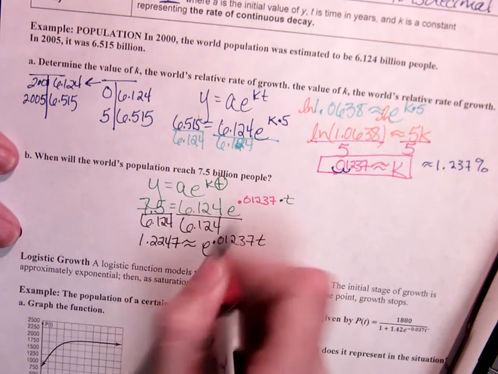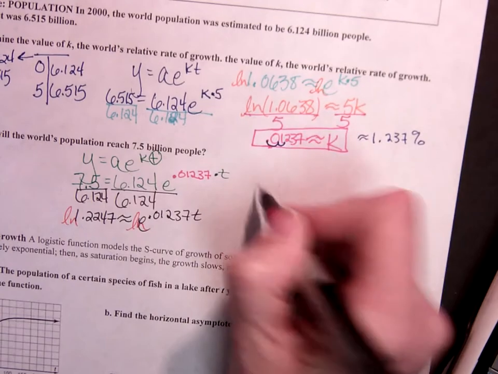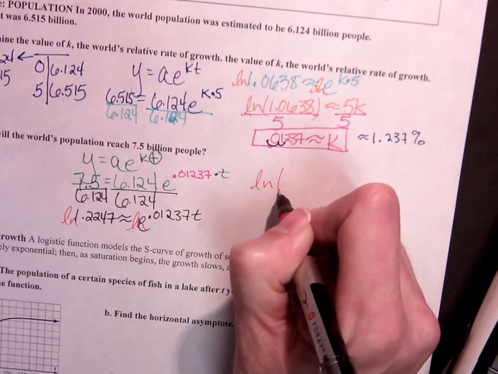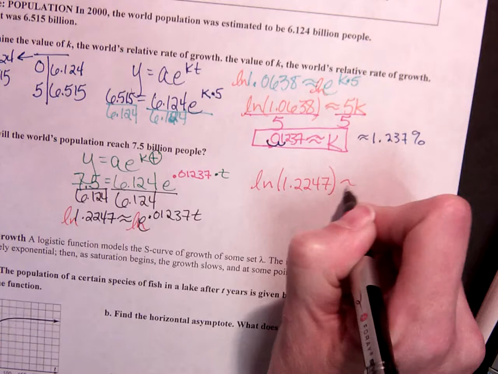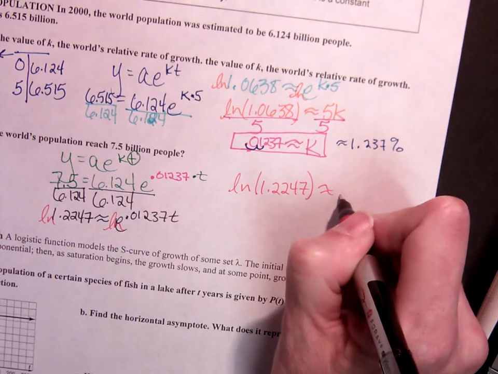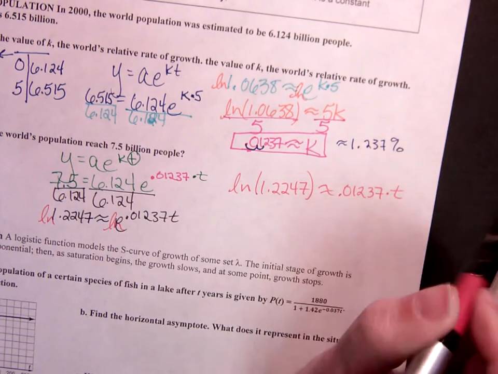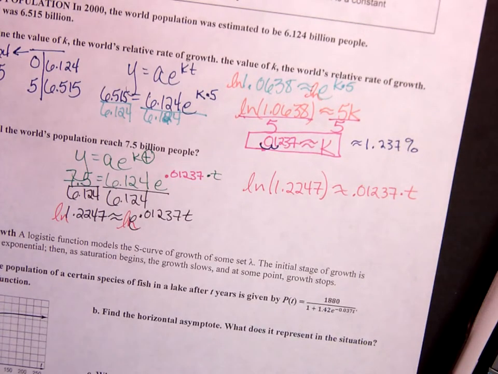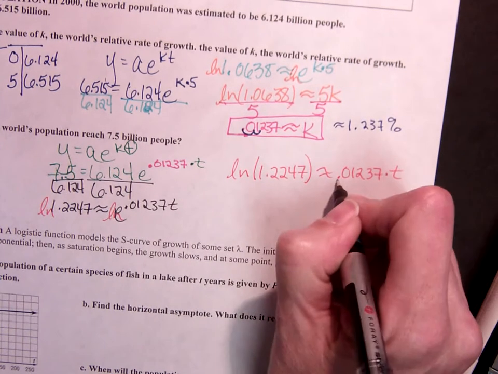I've got base e, take the natural log, and the natural log of 1.2247 approximates 0.01237t. Okay. I'm just going to leave it there. I don't want to figure that out yet because I'm just going to divide.